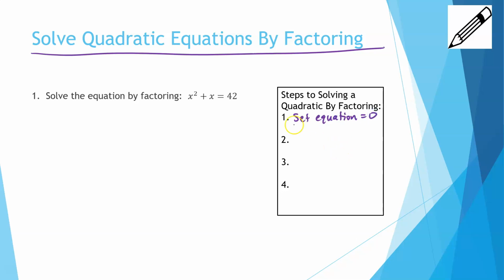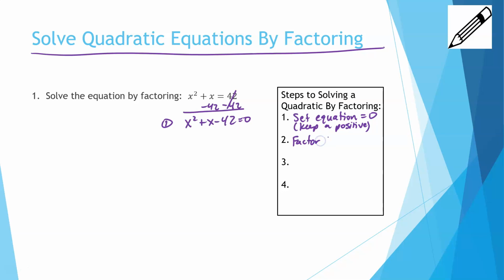Or get it equal to 0. And make yourself a note, you always want to keep a positive a when it comes to factoring. So I'm going to leave the x squared and x on the left side. In order to get it equal to 0, I need to subtract 42 from both sides. So I have x squared plus x minus 42 equals 0. That's step 1. Step 2, you're going to factor.